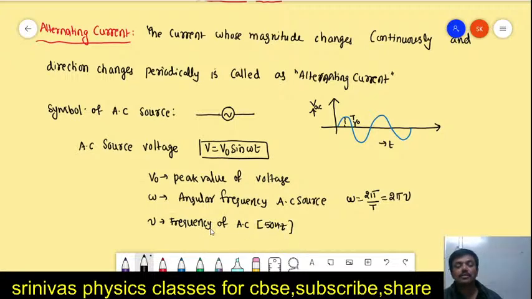Frequency means the number of cycles per second. Here this is called one cycle. Like this, how many cycles are produced in 1 second? That means how many times the voltage increases to maximum, decreases to zero, oppositely increases to maximum, and oppositely decreases to zero, which is one cycle. That is called the frequency. Frequency is the number of cycles per second, number of waves per second. T is the time period of the wave.